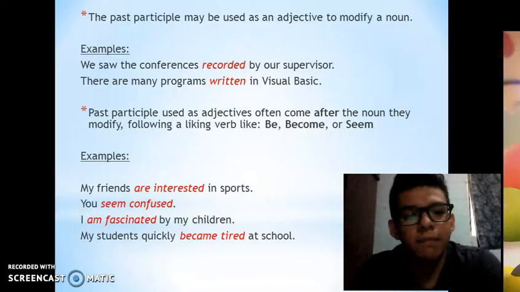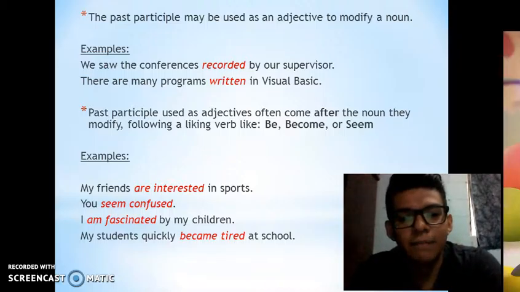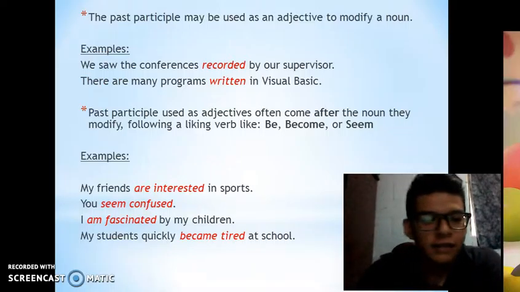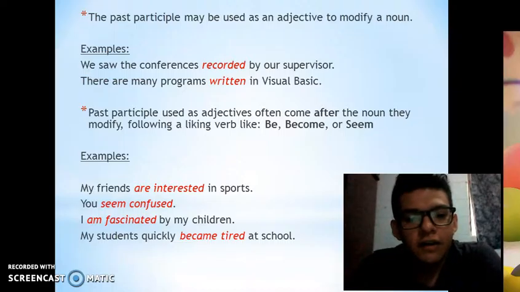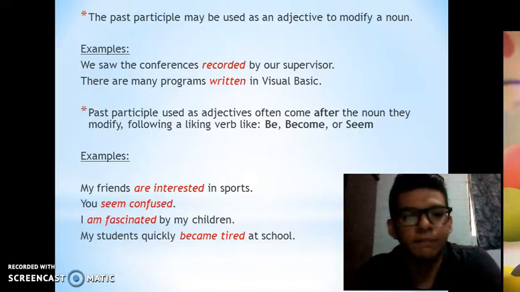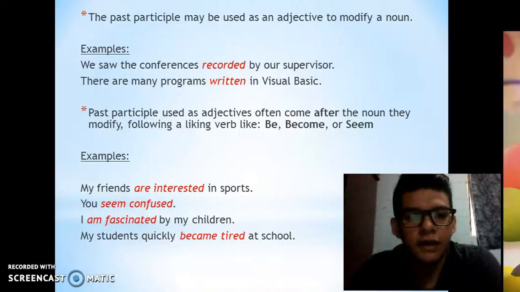The next point says, past participle used as an adjective often comes after the noun. Remember, they modify following a linking verb like be, become, or seem. And the examples are: my friends are interested in sports. You seem confused. I am fascinated by my children. My students quickly became tired at school. So this is the whole information that I found about past participle as adjective with noun.